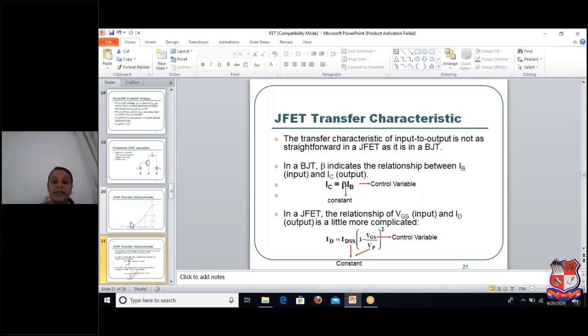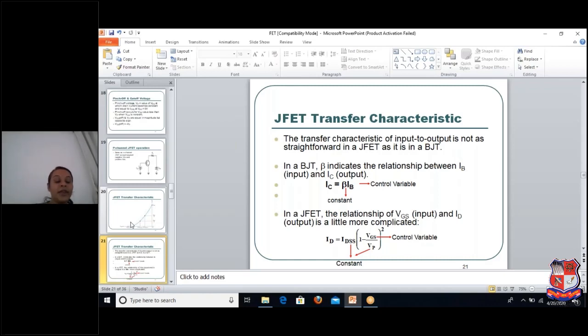The transfer characteristics from input to output is not as straightforward in a JFET as it is in a BJT. What happens in a BJT? Here we discuss IC equal to beta IB. BJT is a current amplification factor, right? Now what about the JFET? The relationship of VGS, which is your input, and ID, which is your output, is a little more complicated.